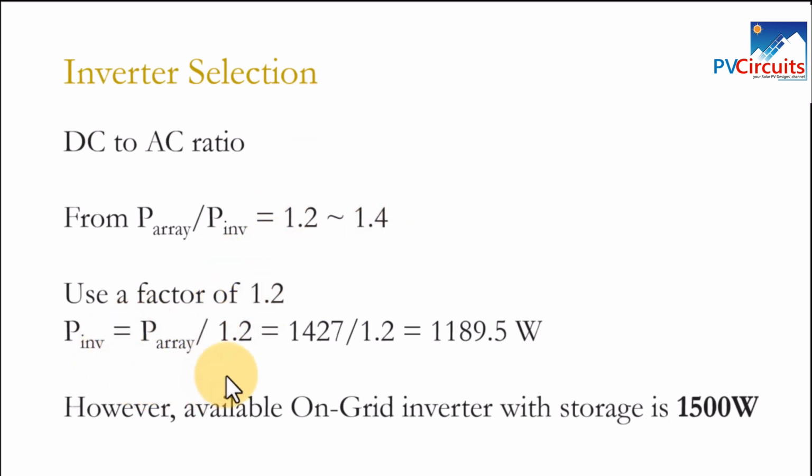So in this case, we are using a factor of 1.2, and we use it to divide the size of the array, and we get the size of the inverter should be about 1189. But the on-grid inverter that is available is of size 1500 watts. So it's slightly higher, meaning that we should increase the size of the PV to be able to serve this inverter.